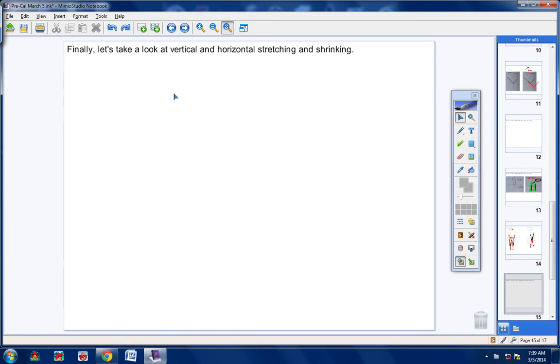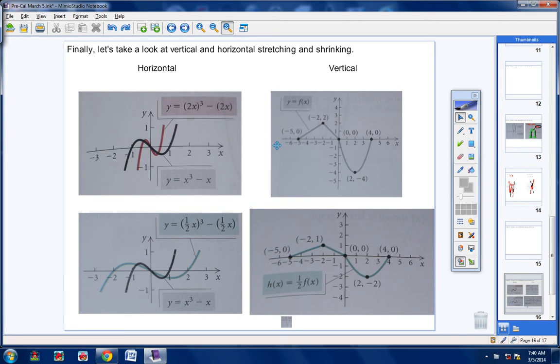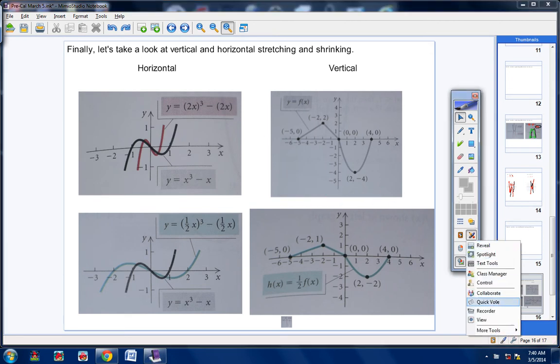So finally, let's take a look at vertical and horizontal stretching and shrinking. And I don't want to scare you, but this is by far, in my opinion, the hardest concept to understand, okay? So please watch carefully. All right, here we go. Please take some really good notes on this.